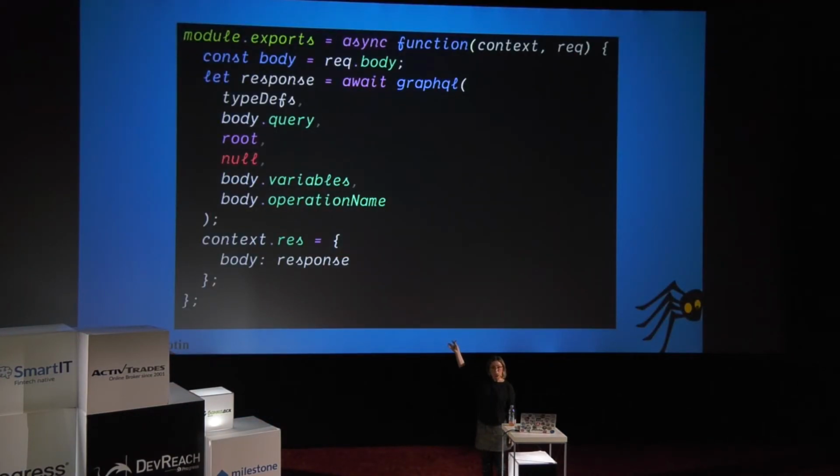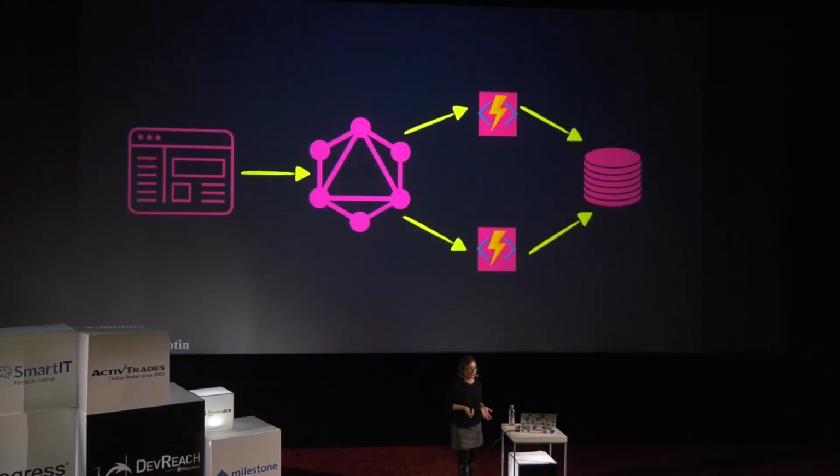And this is how a function that exposes a GraphQL endpoint would look. So we are using the GraphQL JavaScript library. And basically, we're passing in the request that we've received, the types that we've defined, the schema that we've defined for our GraphQL endpoint, and the variables. And then we return that response back. And that's pretty much everything.